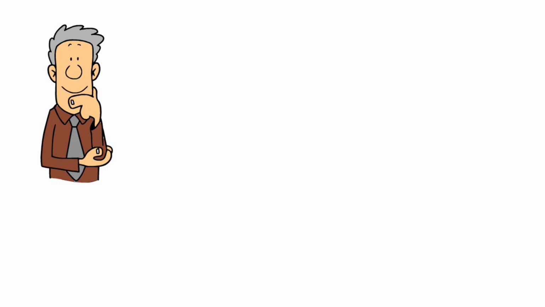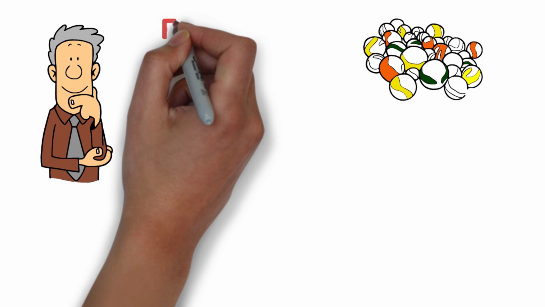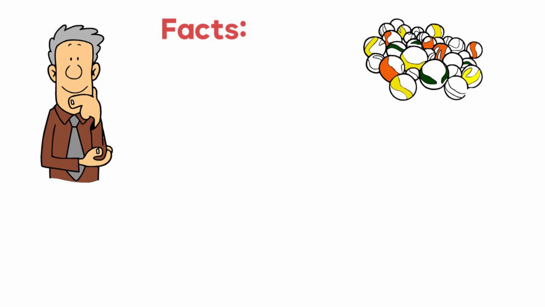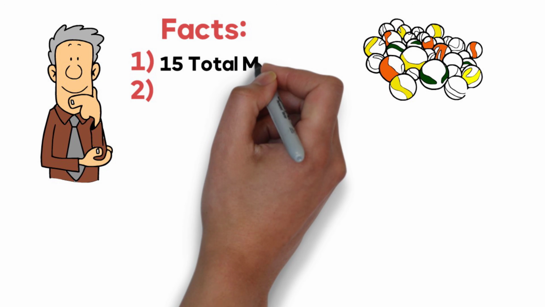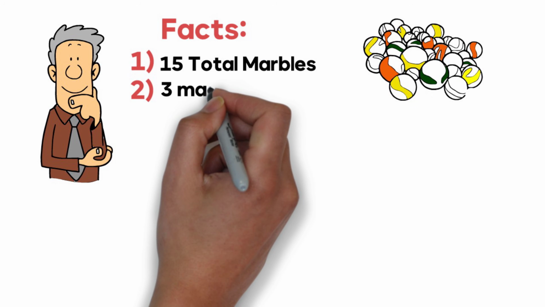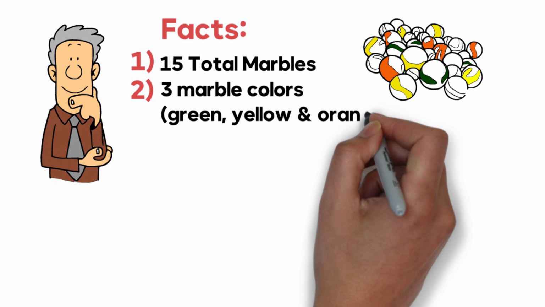Interesting problem, don't you think? To solve this type of problems, let's separate facts from the formulas. We have two facts. We have 15 total marbles, and marbles are of 3 different colors: green, yellow, and orange.